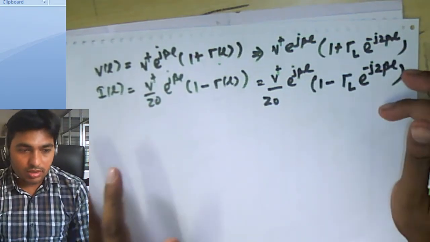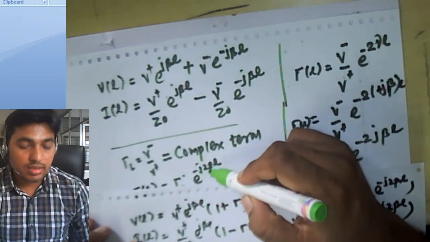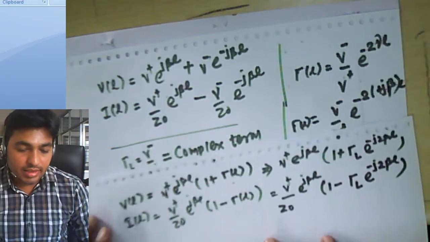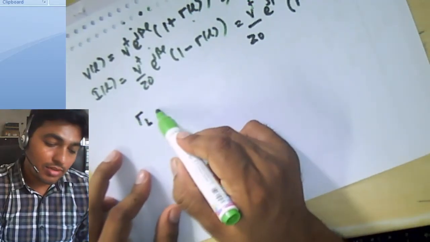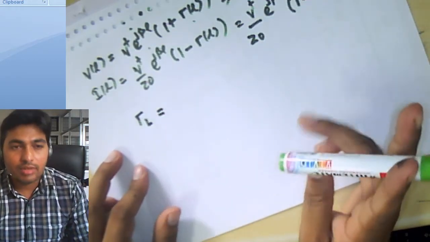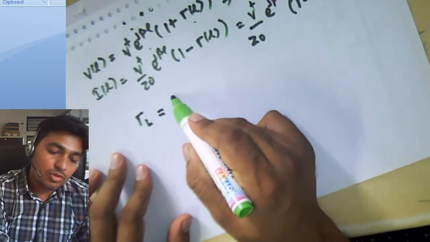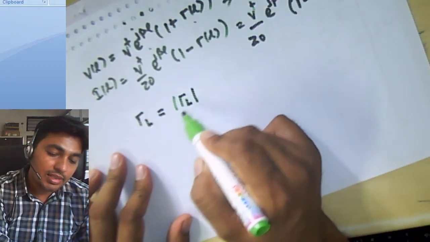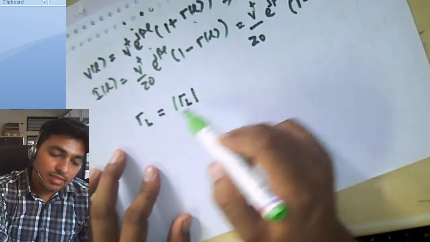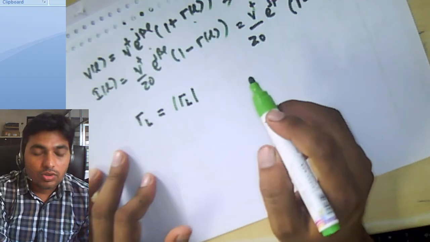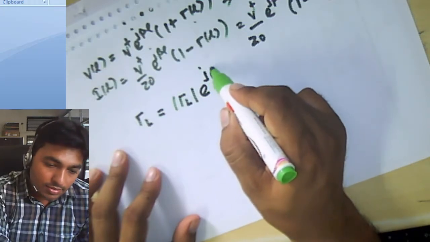Once we have this, there is one more thing we have just discussed: the reflection coefficient is in general a complex term. Let us take the reflection coefficient to have some magnitude component and some phase component, because it is a complex quantity. The magnitude of the reflection coefficient we denote by A, and the phase term will be denoted by phi. So the phase of the reflection coefficient will be e^(jφ).